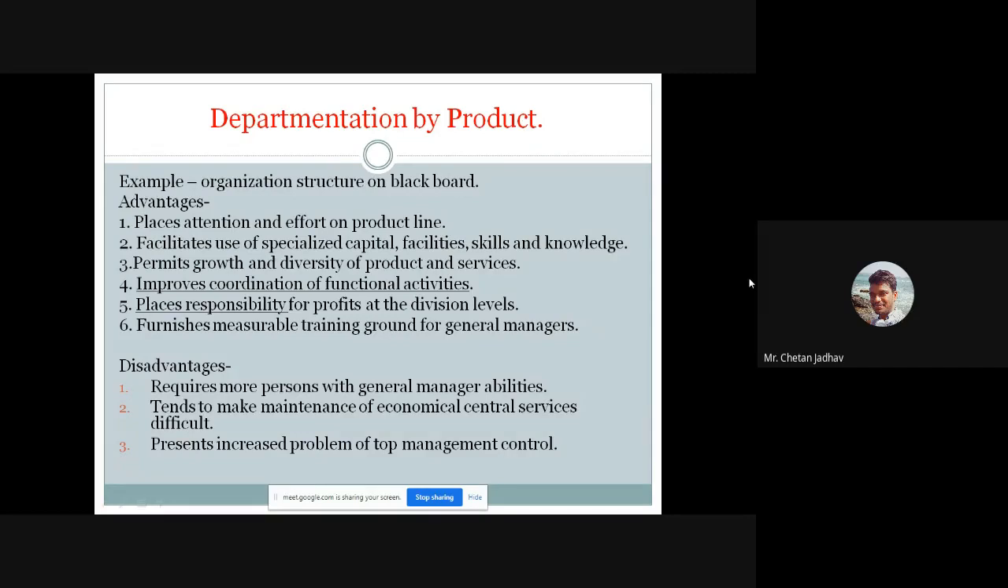It furnishes a measurable training ground for general managers. This is also the same for all departmentation.